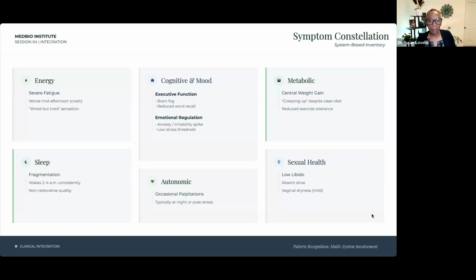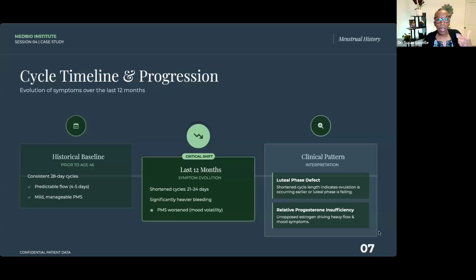Okay. So what's going on with her cycles, right? Because we know she's 47. We looked over the last 12 months. So historically, before she was 46, she had a very consistent cycle. Every 28 days, pretty much, reliable flow, 4 to 5 days. It wasn't too long. Didn't have really significant PMS or anything. Over the last 12 months, though, right, the cycle is starting to shorten.